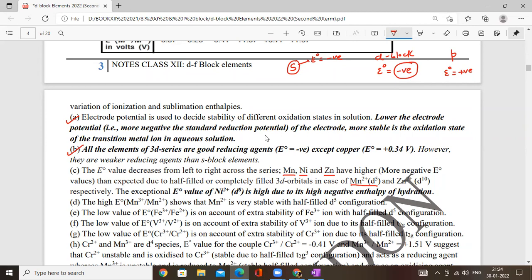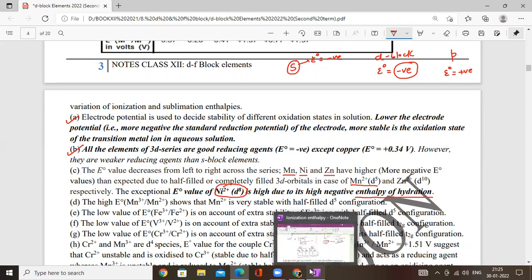When I am talking about zinc, zinc has a 3d10 configuration, again a fully filled configuration. That's why the E naught value is negative. There is one point which is nickel. Nickel has d8 configuration, and its E naught value is negative because of enthalpy of hydration. Nickel has a very high enthalpy of hydration, and because of that, its E naught value is negative.